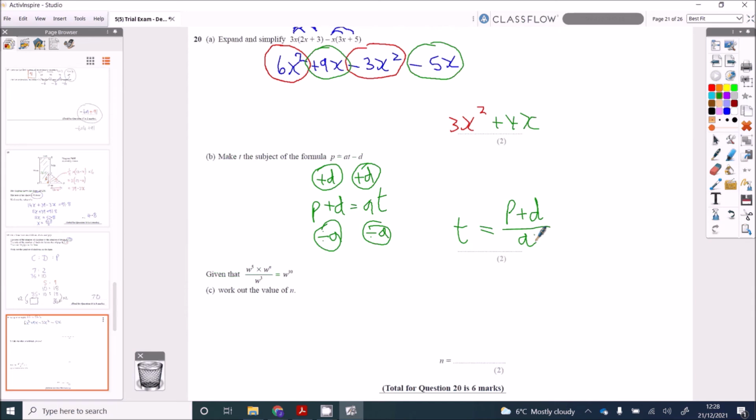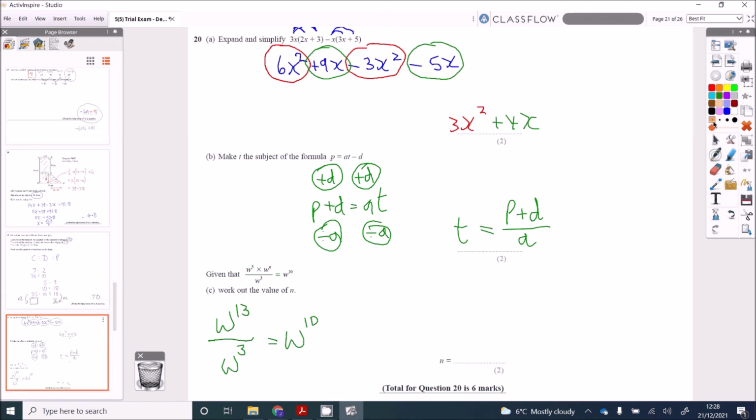Now, for part C, we just need to use our index rules. We've got w^5 times w^n equaling something, and then we've got to divide that by w^3. Now, when you divide, you subtract the powers. We've got w cubed on the bottom, and we need to end up with w to the 10. So given this is a subtraction of the powers, overall our numerator, the top half of the fraction, must end up being w^13, because 13 take away 3 is 10.